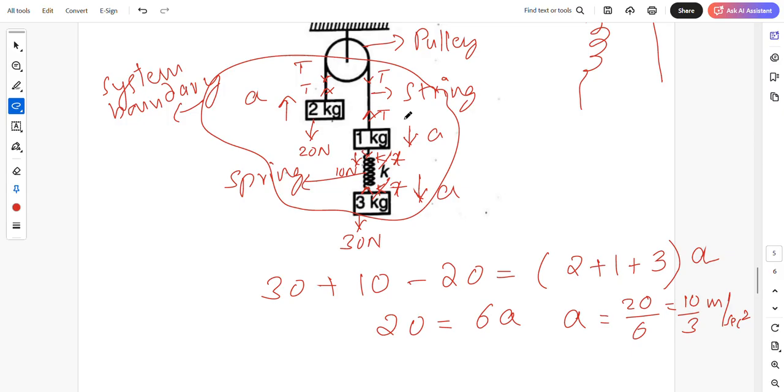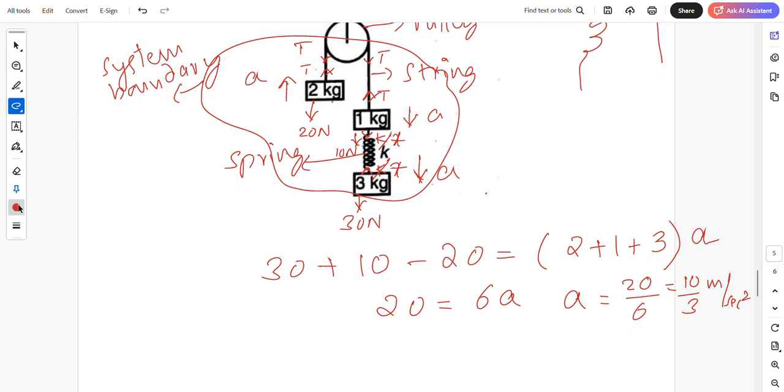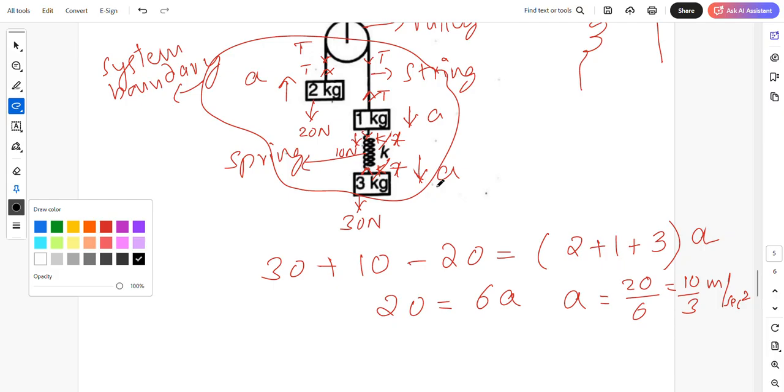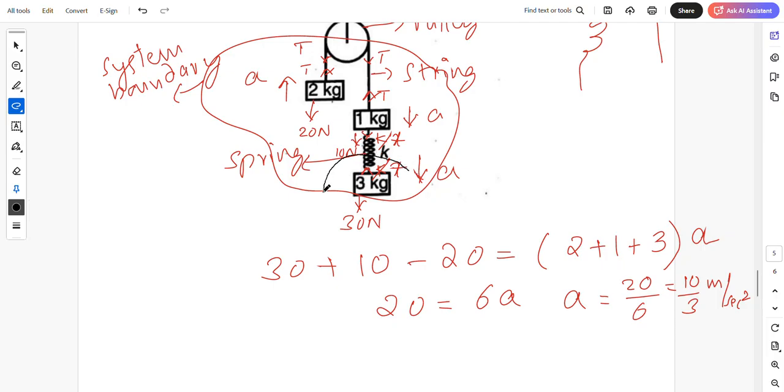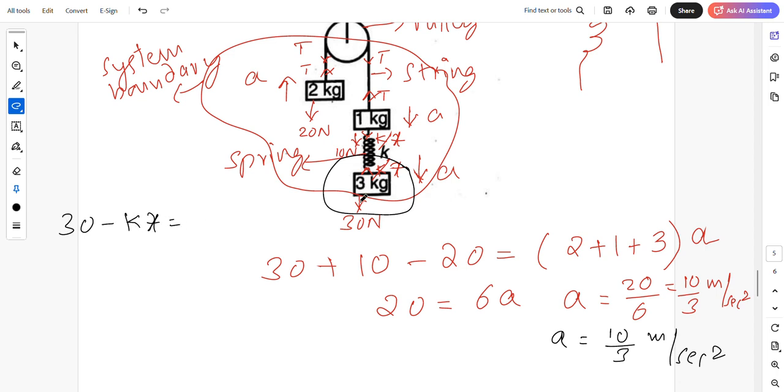Now let us take up this block. See the direction of acceleration, the driving force is 30. We got acceleration A is equal to 10 by 3 meter per second square. Now let us find the extension in the spring. The driving force is 30 minus the opposing force, the spring force kx, is equal to mass into acceleration, mass of this block, that is 3 into A.